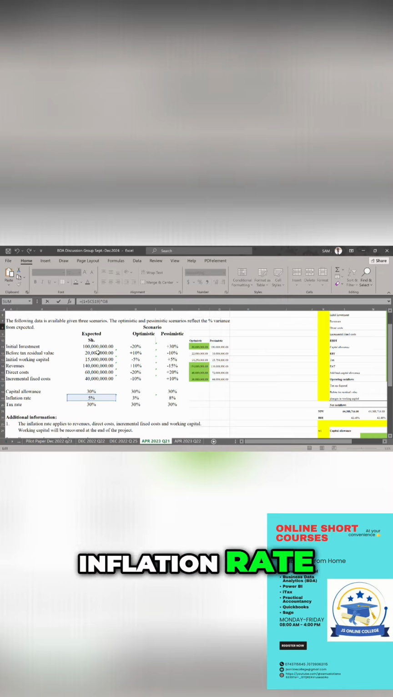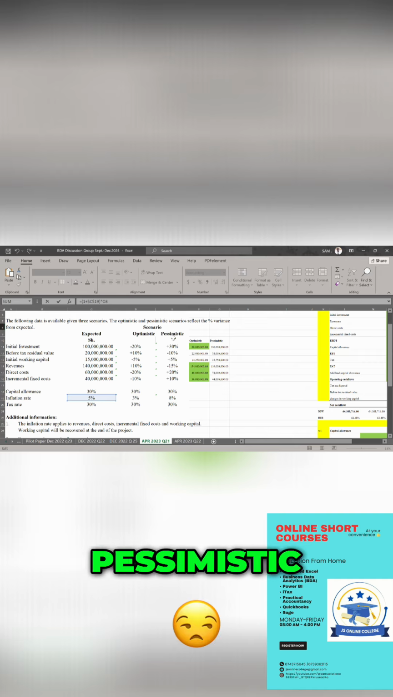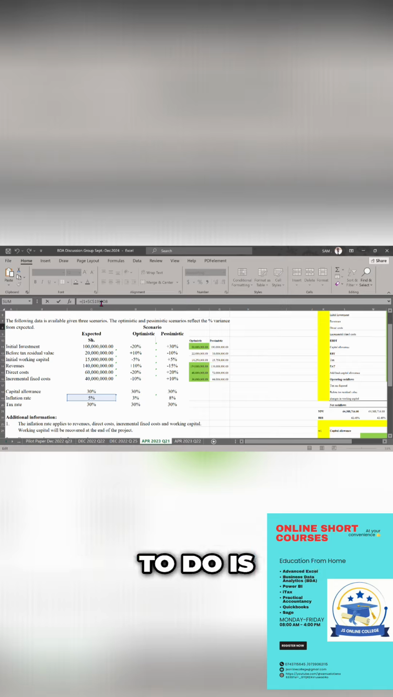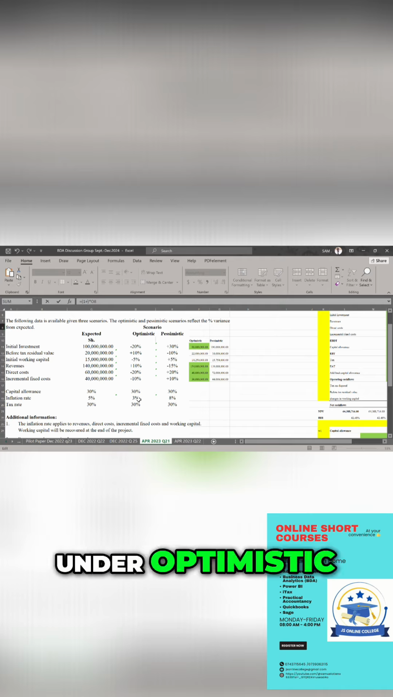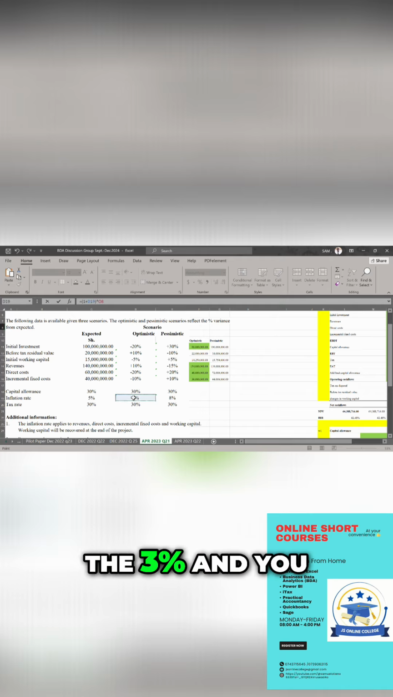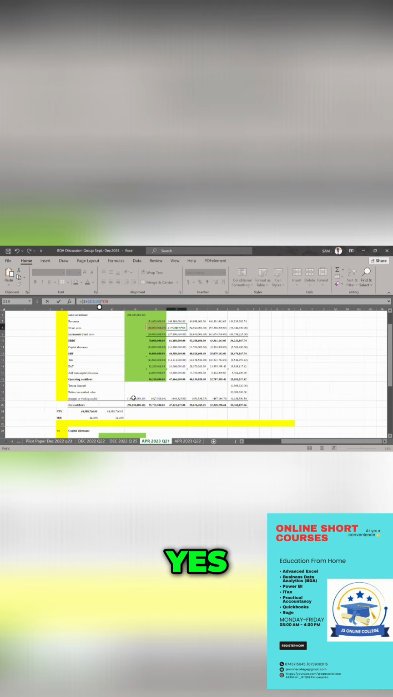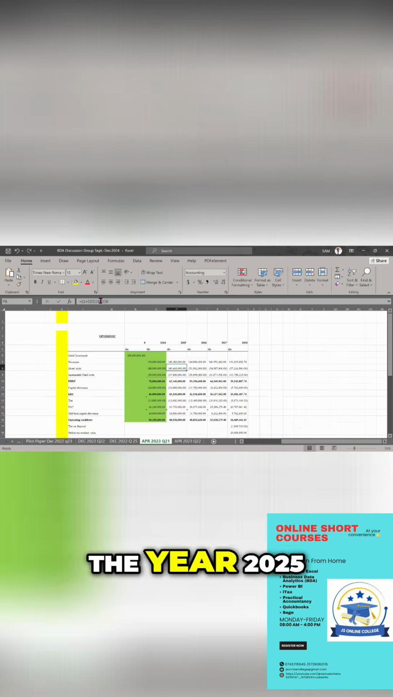Because now the inflation rate in expected and optimistic are different. And again, when you move to pessimistic, it is different. What you need to do is just change which inflation rate you are referring to. It's as simple as that. Because see, this is 5, but we are under optimistic. You just come and change to the 3%, and you make sure you lock it like that. Yes, and then when you hit enter, you have your direct cost for the year 2025.